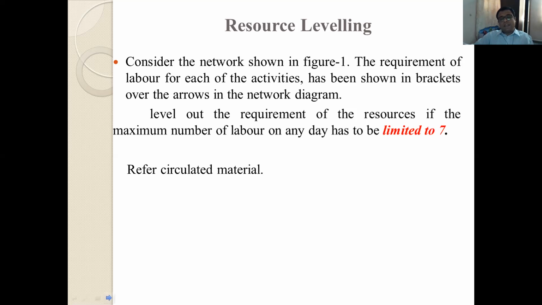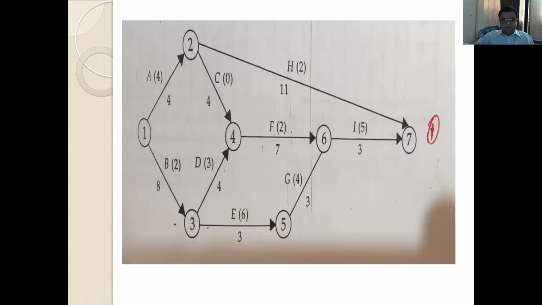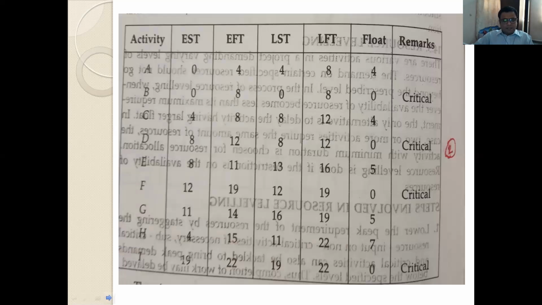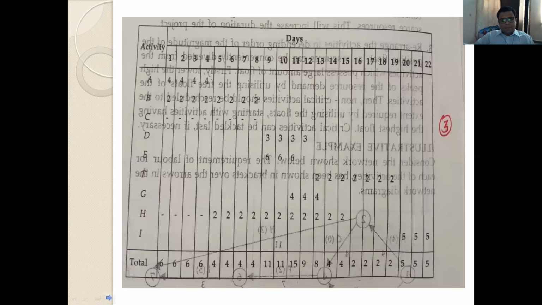So we have to carry out this resource leveling till all the requirement of the resources is 7 or below. So this is the network. You just see, I will explain how to carry it out. This table is prepared from that network diagram. Here we will find out the float and mark the critical activities. I will share all these after the lecture.